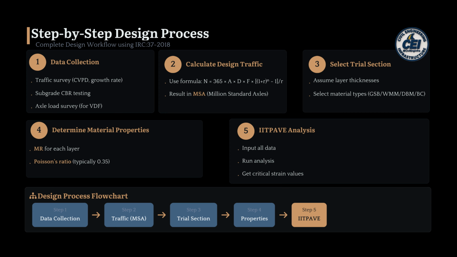Step 5. IITPAVE analysis. Enter all data into the software. Run the analysis. Obtain critical strain values for fatigue and rutting checks. This is the systematic approach for designing flexible pavements as per IRC 37-2018. Now comes the most important part, how to perform the design checks.